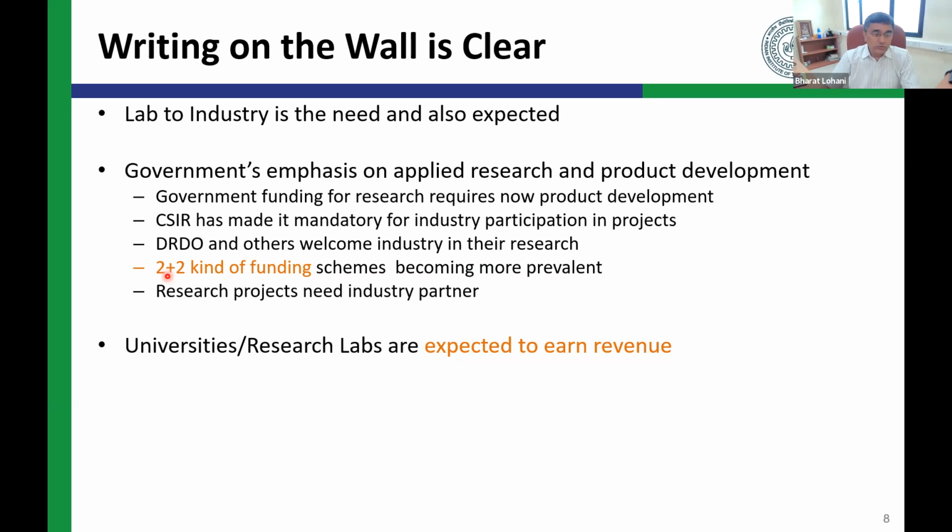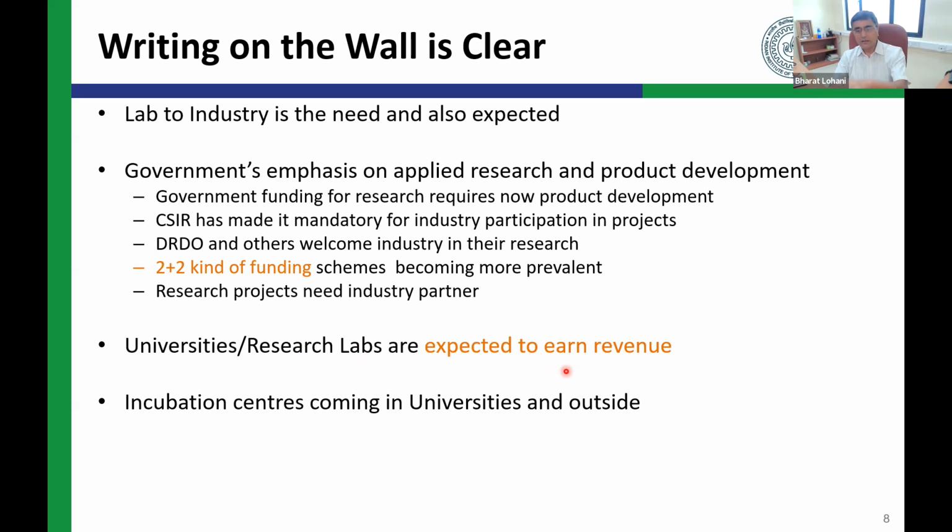Also, the university and the research labs are now expected to earn revenue, because government funding will not be coming as it was earlier. Our research expenditures are increasing, but the government funding will not increase at the same ratio. So from the research that we do in the institutes, we are now also expected to earn revenue, either by filing patents and transferring those patents to the industry, or by startups.